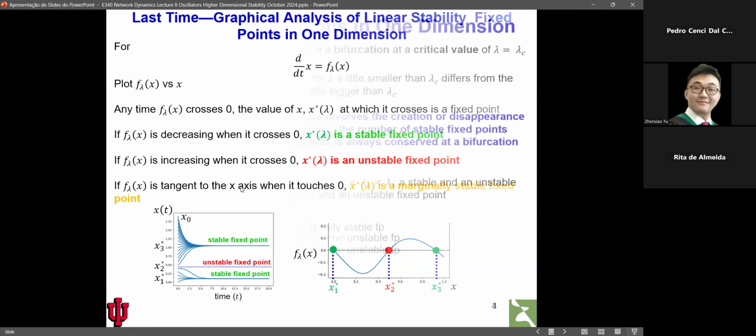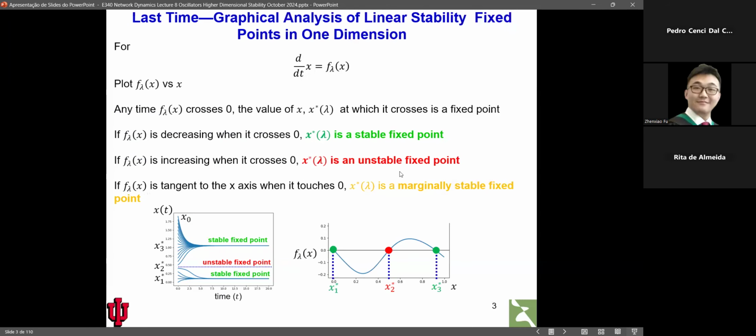If f_lambda is tangent to the x-axis, then it touches 0, and you say that it is a marginally stable fixed point. Okay, so you see here the trajectory: if you start at a given time at a value different from the fixed point, the evolution is going to bring you to the stable fixed point. If you are at the unstable fixed point, it's going to stay there.